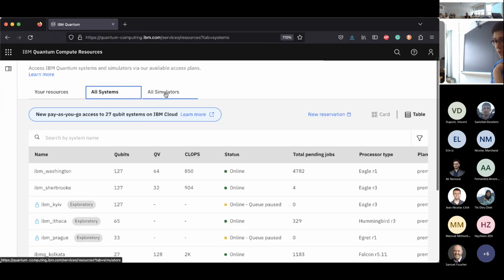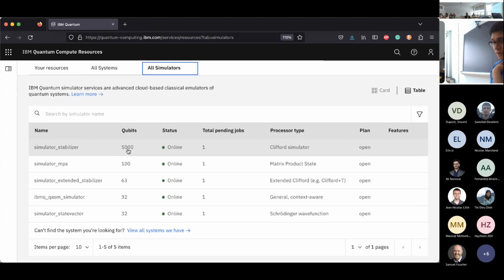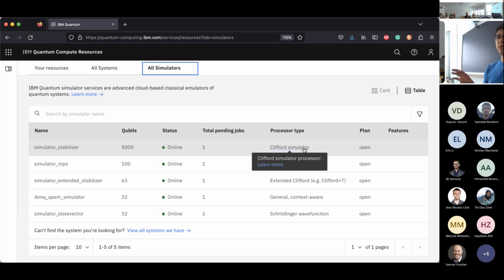But you also have here all simulators. So I go to all simulators. Now, this is 5,000, but it's not general. Look, it says Clifford simulator. Clifford is a type of gate. So you don't simulate all of the gates that you can apply. You just simulate some of them.